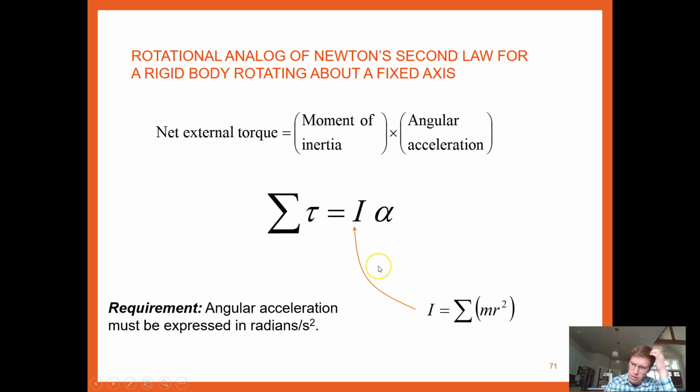Real quick, I don't know if we mentioned this explicitly or not. What are the units for I, moment of inertia? Anybody know? Hopefully you do. The units for moment of inertia should be kilograms times meters squared. You multiply that by radians per second squared, and then you get newtons times meters.